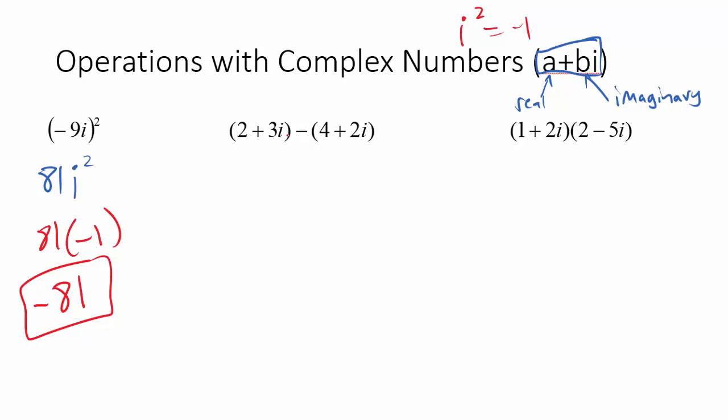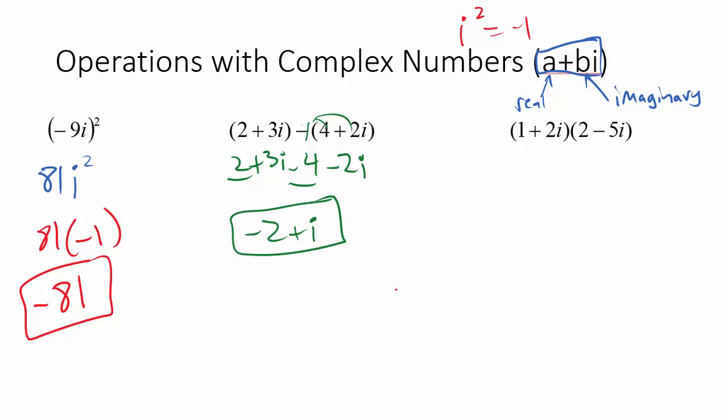This works just like you would with like terms, so if you're familiar with that, that should be easy. I'm going to start by distributing this negative sign in here first, which should give me 2 plus 3i minus 4 minus 2i. Then if we combine the like terms, 2 minus 4 is negative 2, and 3i minus 2i will just be a positive i. So notice the real number part comes first, and then the imaginary part comes second. All right. Next one.